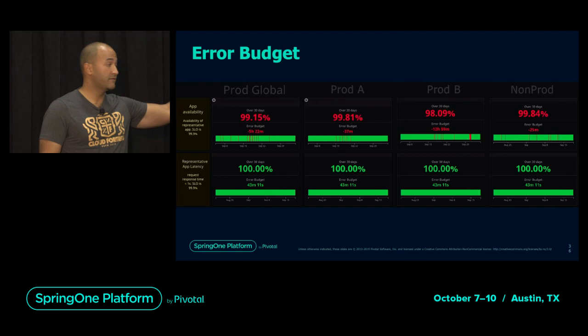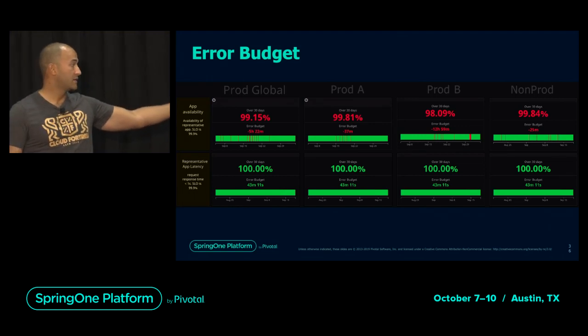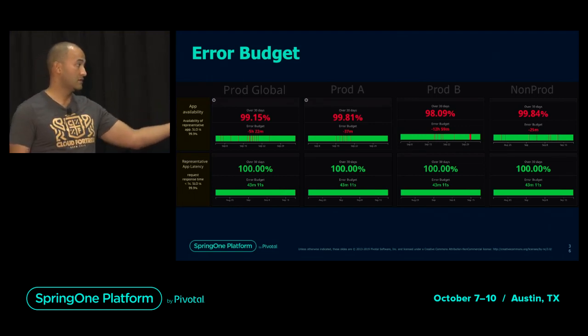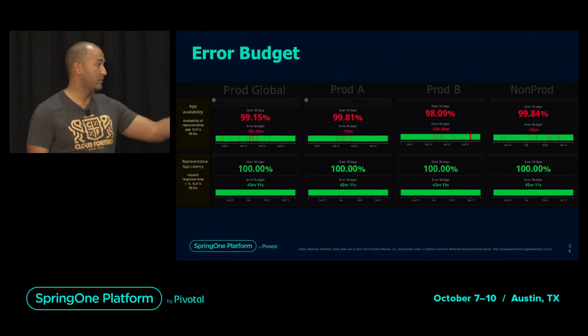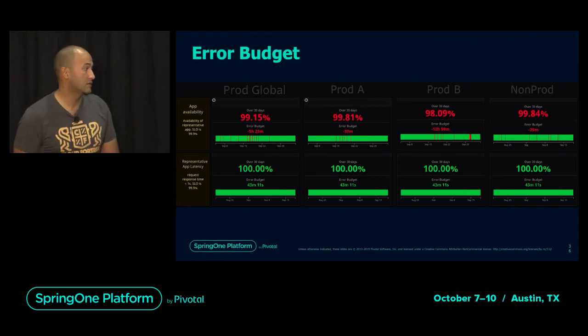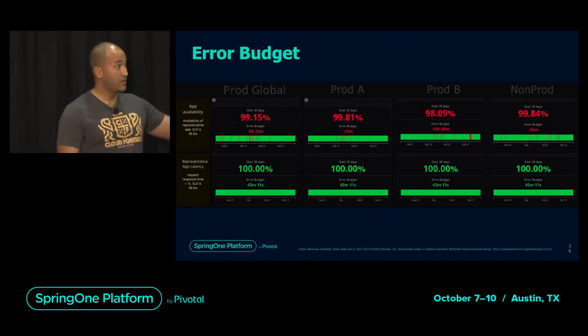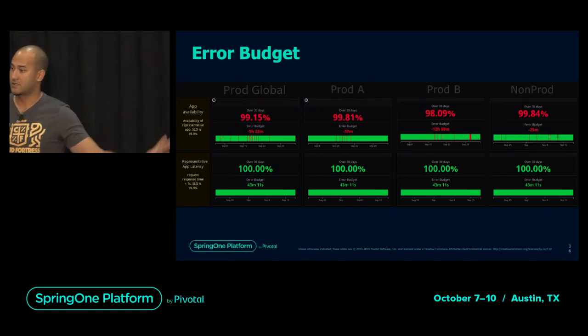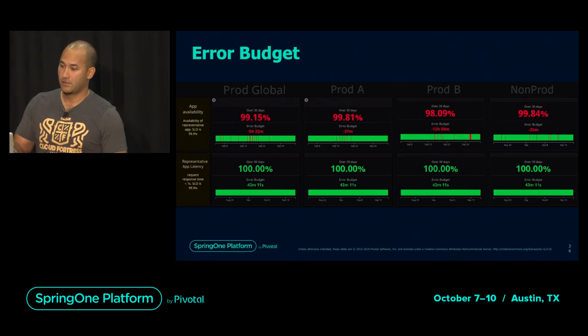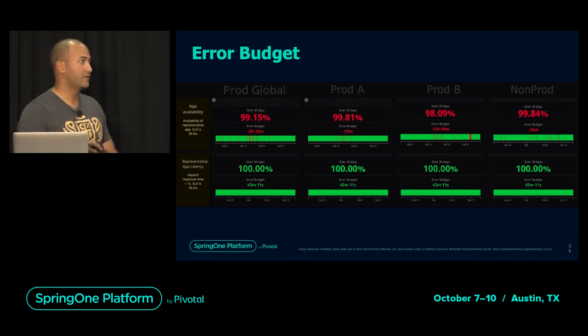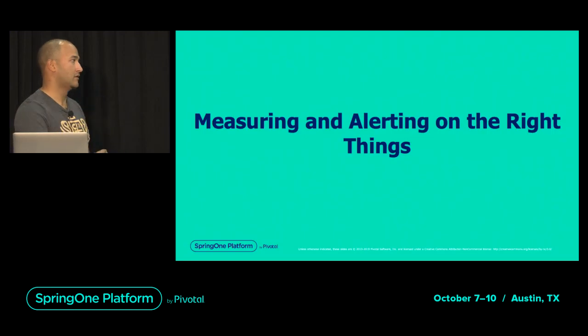So that's our representative app and our representative app latency. And again, with latency we have been meeting those SLIs or SLOs quite well. Our app availability, maybe not as much. I'll speak to that in a second. Kind of ties in with our next topic, which is measuring and alerting on the right things.